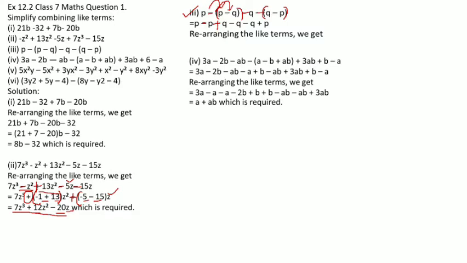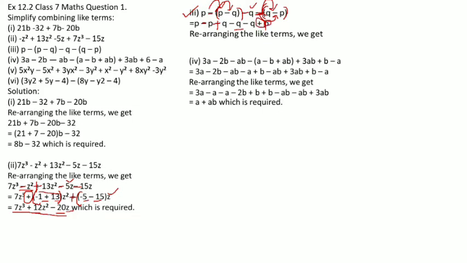Q is the second term, the next term. The negative q was like that only. Then again the minus sign is there and then the bracket is there. So minus q, this is followed by q. And then again negative and then this negative: minus and minus will turn as plus p.